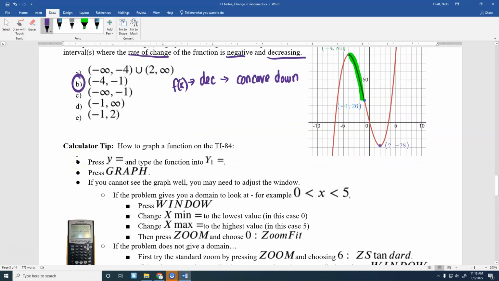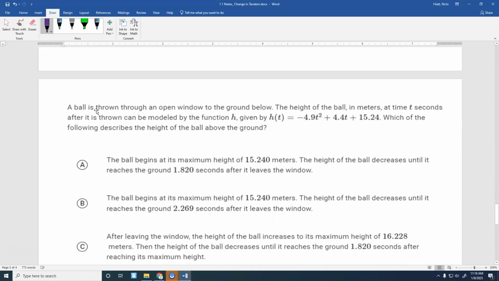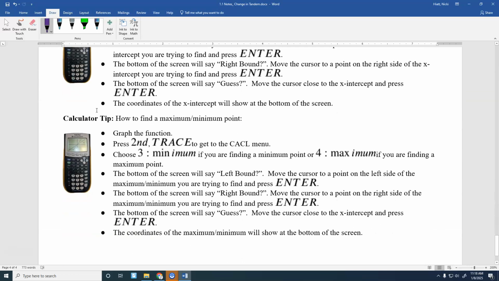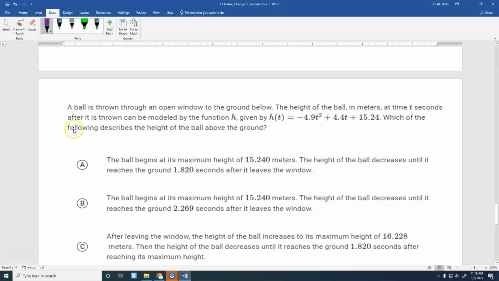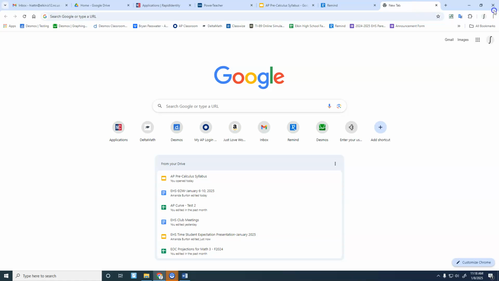I left the calculator tips here in the notes just in case they ever change their mind. I don't have to go back and redo that for my notes. You can kind of ignore that because we're just going to use Desmos. And this last one right here, whenever you have one like this, I'm just expecting you to use Desmos. Desmos makes this so much easier. I don't think this will be a difficult problem for you guys.